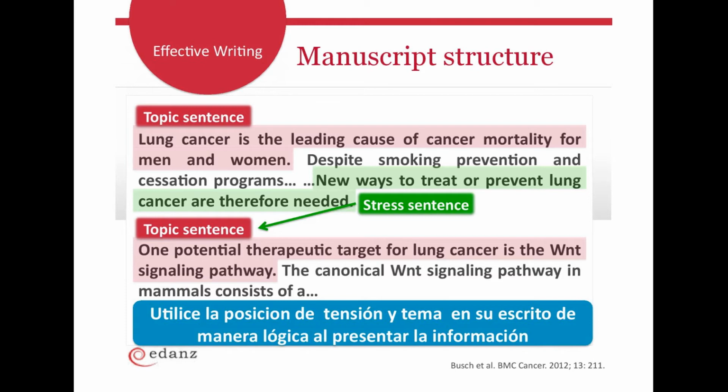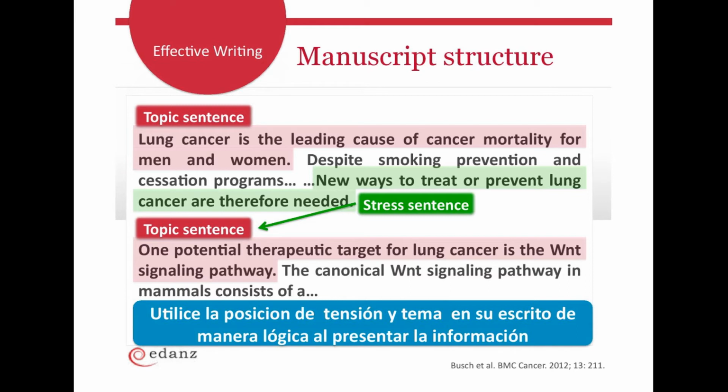But this can also help you organize your manuscript as well. So the first sentence of your paragraph is your topic sentence. It will introduce the topic of that paragraph. And then the last sentence of your paragraph is the stress sentence. And this will then introduce the topic of the next paragraph.